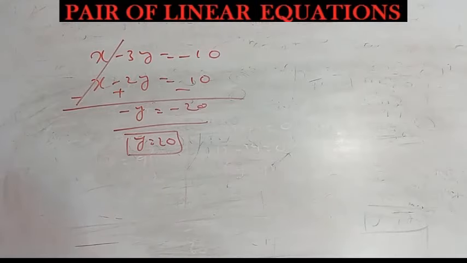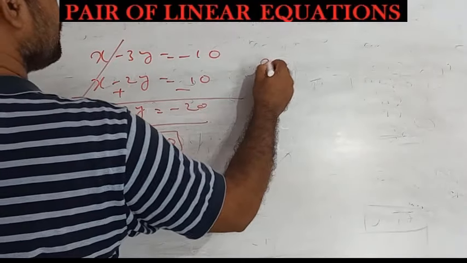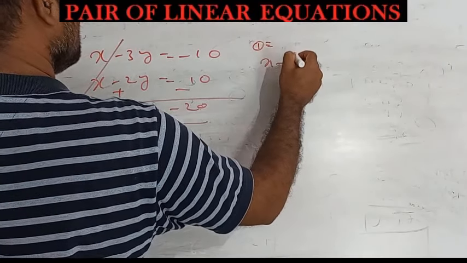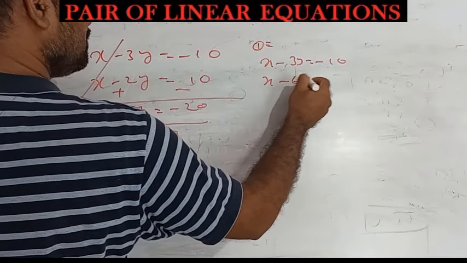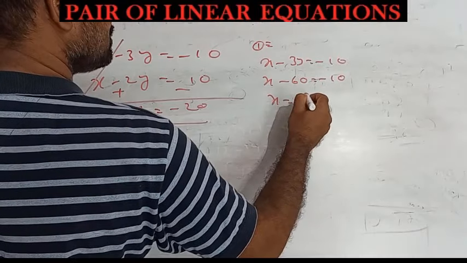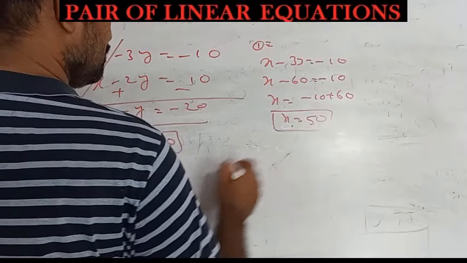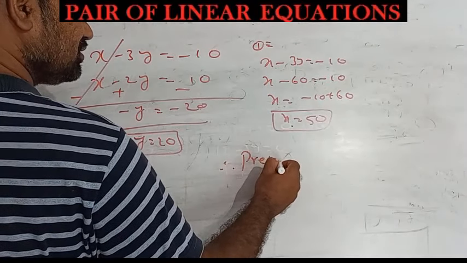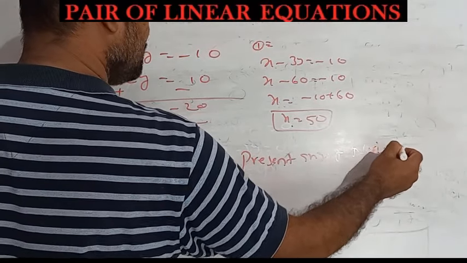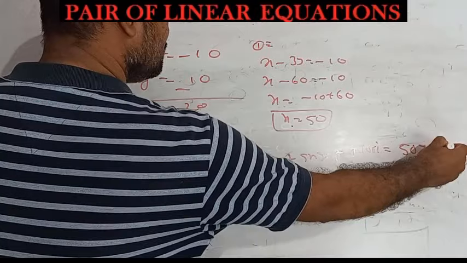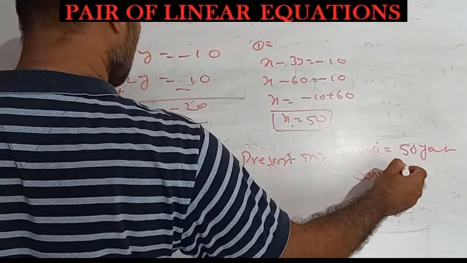This is the age of Sonu. Now we want to find the age of Nuri, that is x. So I am using the first equation: x minus 3y equals minus 10, x minus 60 equals minus 10, x equals minus 10 plus 60, x is equal to 50. Therefore, present age of Nuri is 50 years and Sonu is 20 years.